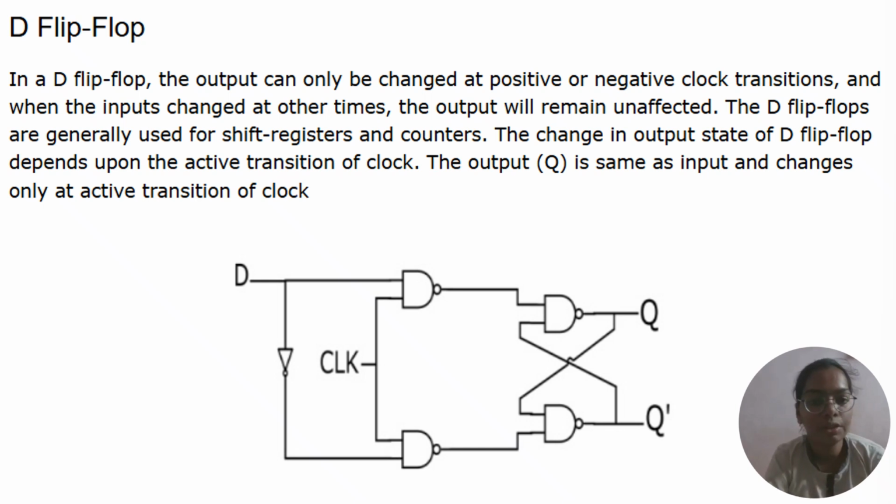The next flip-flop was D flip-flop. In D flip-flop, the output can only be changed at positive or negative clock transitions, and when the input changes at other times, the output will remain unaffected. The D flip-flops are generally used for shift registers and counters. The change in output state of D flip-flop depends upon the active transition of clock. The output Q is same as input and changes only at active transition of clock.